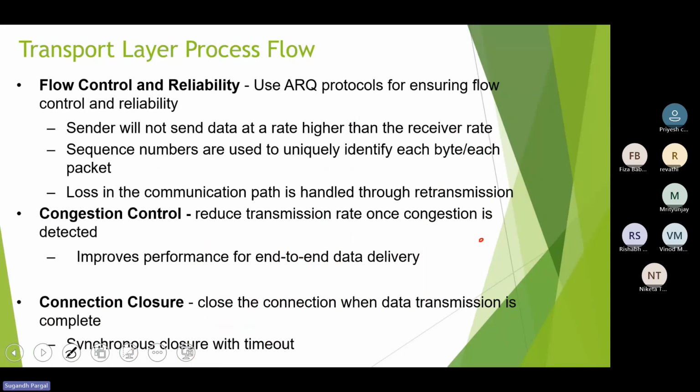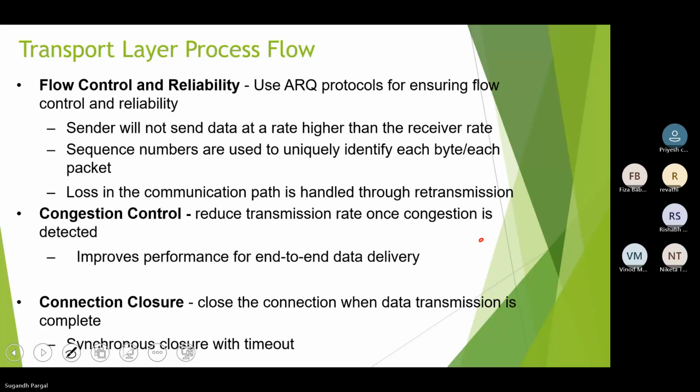So next is the flow control and the reliability. For that purpose, we use the ARQ protocols that we have studied, that is the stop and wait and the sliding window protocol, for ensuring the flow control and the reliability. Here the sender will not send data at a rate higher than the receiver rate, and sequence numbers are used to uniquely identify each byte or each packet. And a loss in the communication path is handled through retransmission.